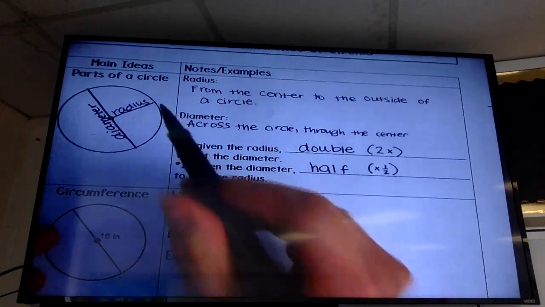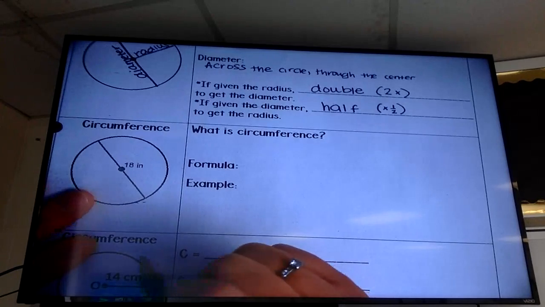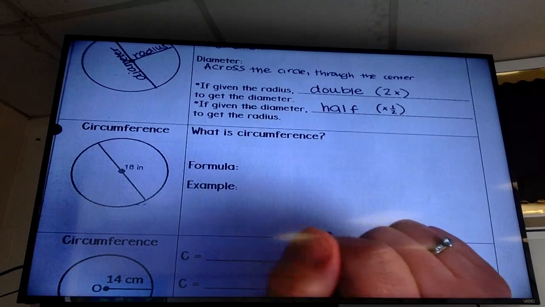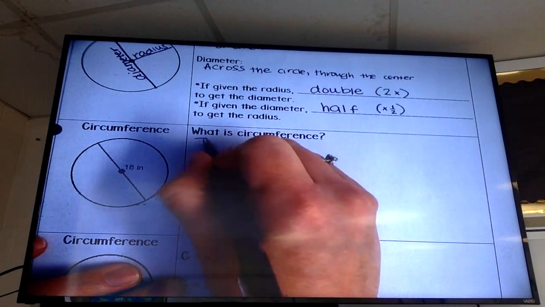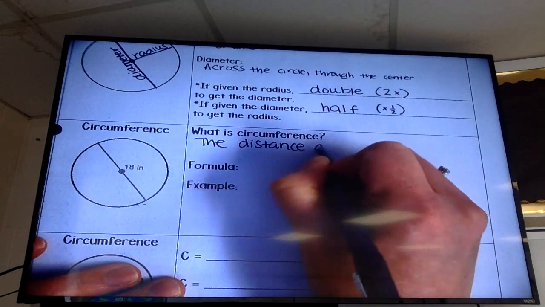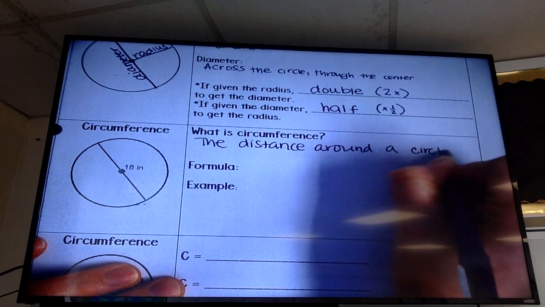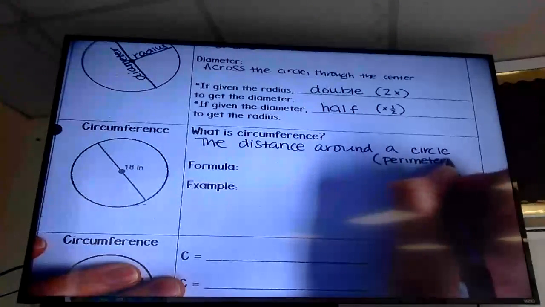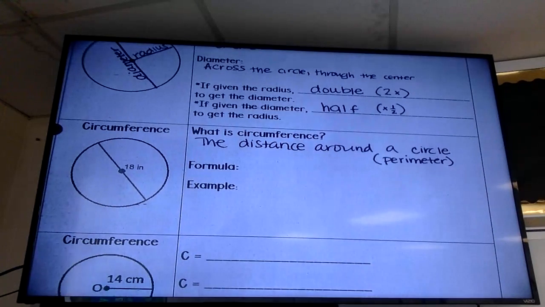Okay, so now that we know what a radius and a diameter are, now we can find the circumference of a circle. So circumference is just a fancy word for perimeter for a circle. Circle gets its own word to find the distance around it. So what is circumference? The distance around a circle. And in parentheses, I'm going to write perimeter. It's just like the perimeter of any two-dimensional object. It's the distance around the circle.